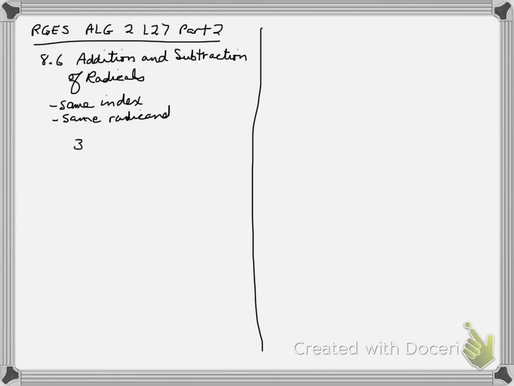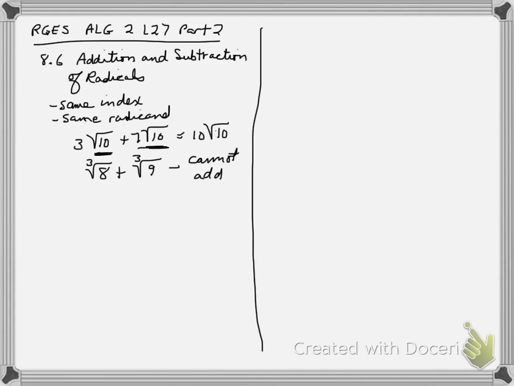So if I had 3 square root of 10 plus 7 square root of 10, I can combine these because they're both square roots, and they're both with a 10 under the square root sign. So that would be 10 square root of 10. If I had the cube root of 8 plus the cube root of 9, I could not add those. If I had the cube root of 8 and the square root of 8, I could not add those. Okay, so they have to have both the same index and the same radicand.